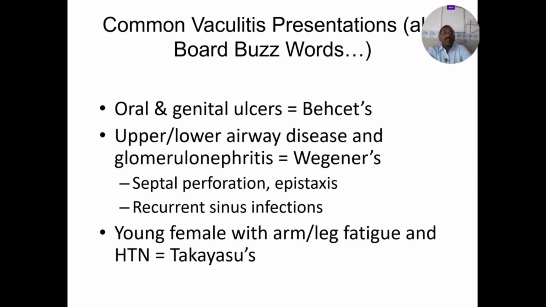So common vasculitis presentations: oral and genital ulcers, think of Behçet's. Upper and lower airway diseases and glomerulonephritis, think of Wegener's, granulomatosis with polyangiitis: septal perforation, epistaxis, recurrent sinus infections, pulmonary nodules, hemoptysis, so these are all in Wegener's. Young female with arm and leg fatigue and accelerated hypertension, so think of Takayasu arteritis.